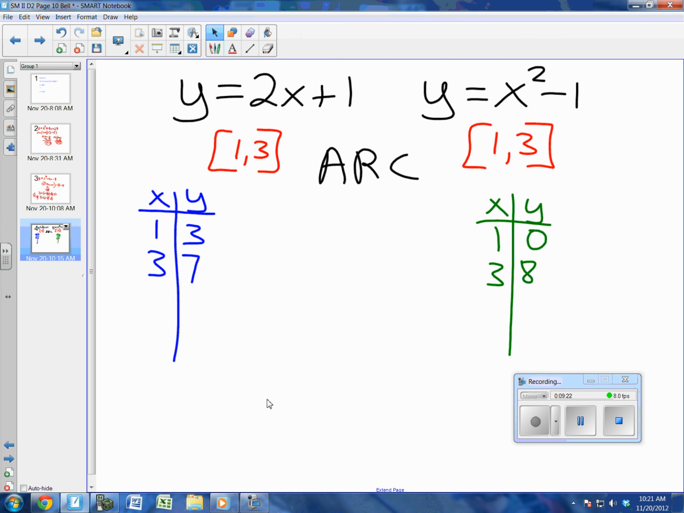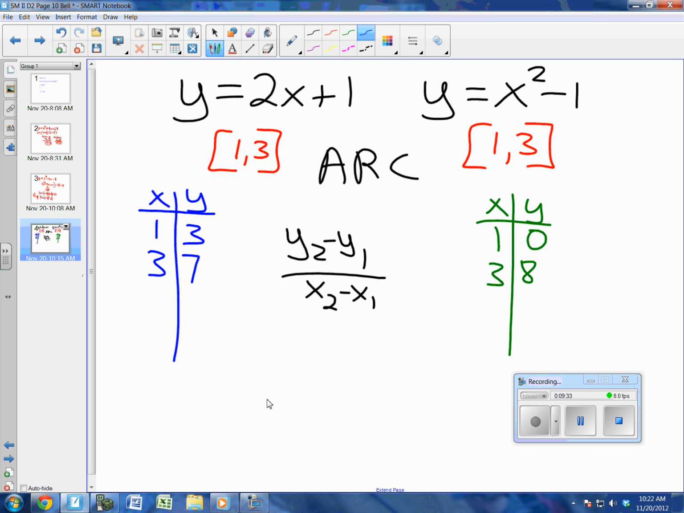Now I have to just find the slopes. You guys remember the formula? y2 minus y1 over x2 minus x1. Do you remember that formula? I plug them in here. 7 minus 3, y2 minus y1. So I went 7 minus 3 over 3 minus 1, which is 4 over 2, which is 2.